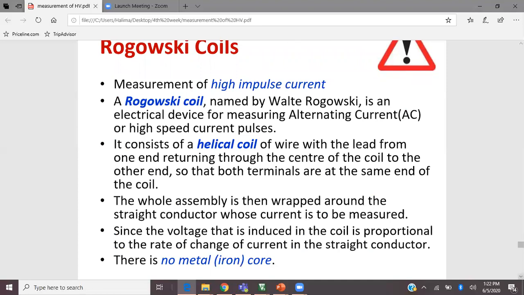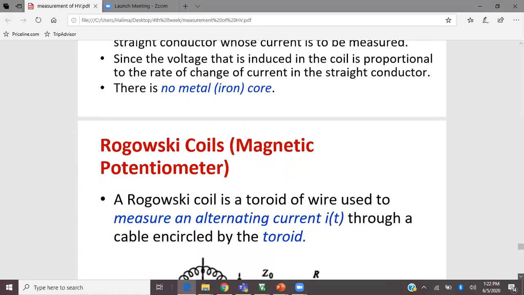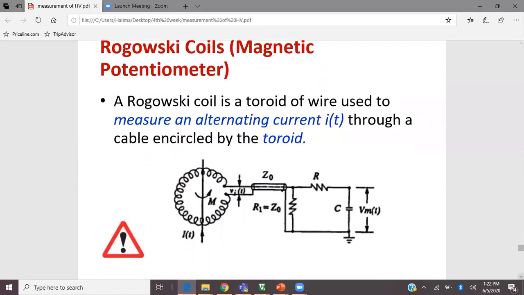It consists of a helical coil of wire with lead from one end returning through the center of the coil to the same end of the coil, and the whole assembly is then wrapped around the straight conductor whose current is to be measured. Since the voltage that is induced in the coil is proportional to the rate of change of current in the straight conductor, there is no metal iron core. And this is the shape of the Rogowski coil, and it is used to measure the alternating current through a toroid.